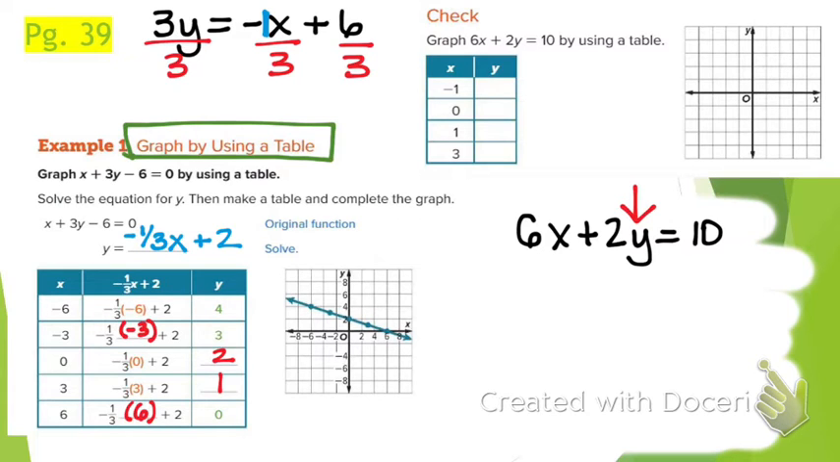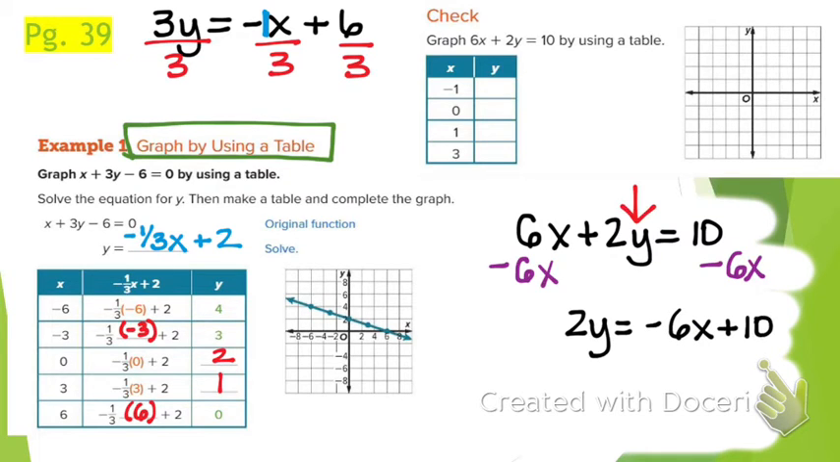The first step is to solve it for y. So in order to solve for y, we want to start by subtracting that 6x from both sides. So that would be 2y equals negative 6x plus 10. And then how do I get rid of that 2? Divide. Good. Divide every single number by 2. So this equation, written in slope-intercept form, is y equals negative 3x plus 5. Same equation, but we just rearranged it.